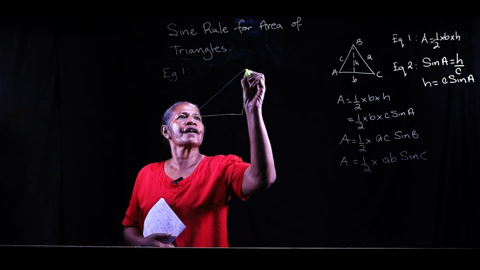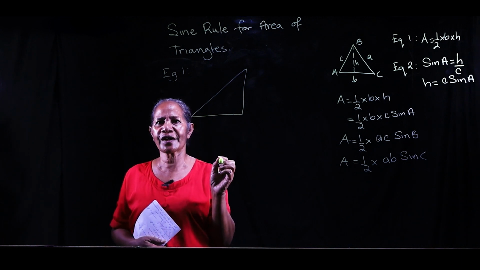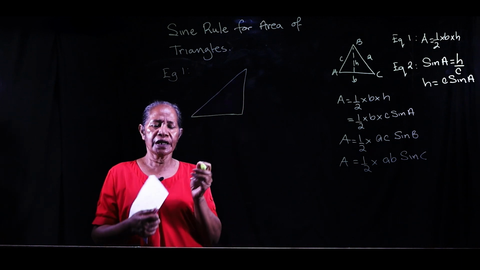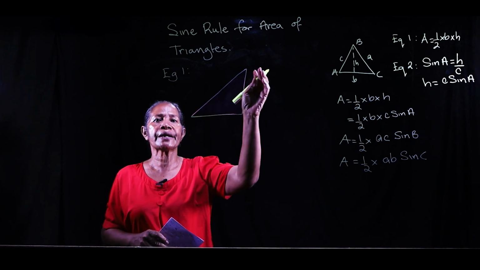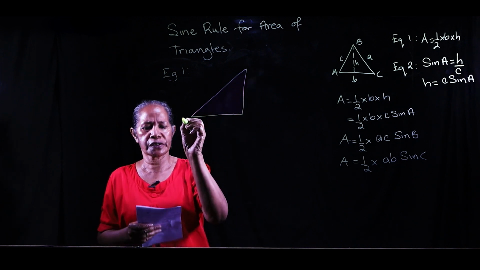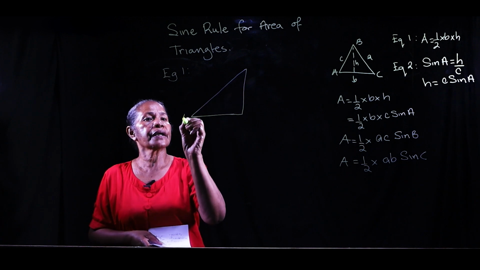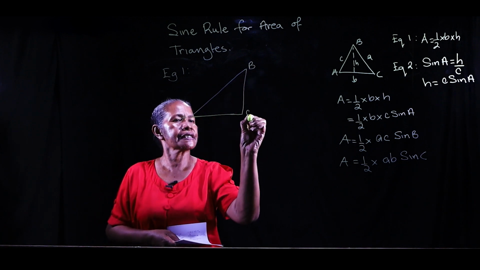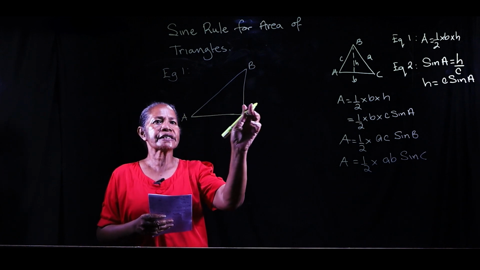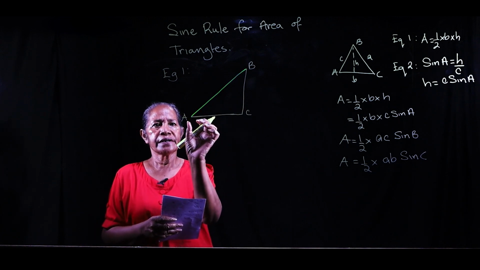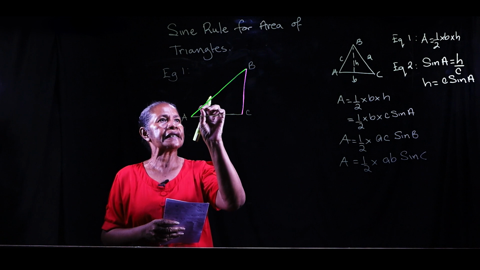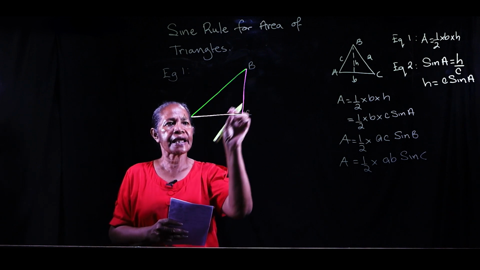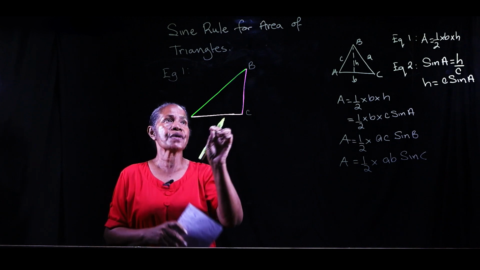Okay, so this is our triangle, and you can see it's a non-right angle triangle. Again, we always label the angles of the triangle. So we have angle A, angle B, and angle C. Directly opposite those are the sides in small letters. So this is side c, this is side a, and this is side b.